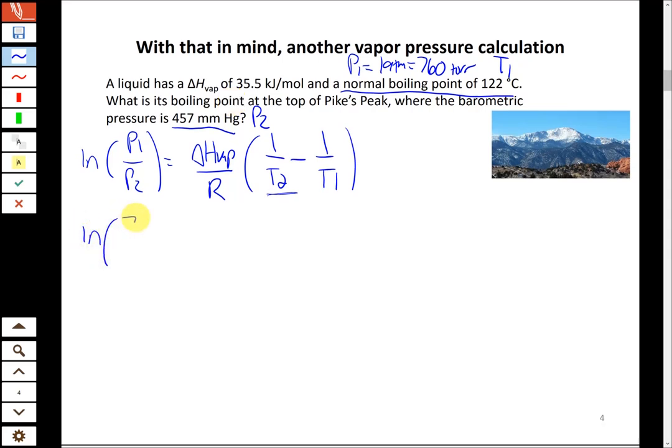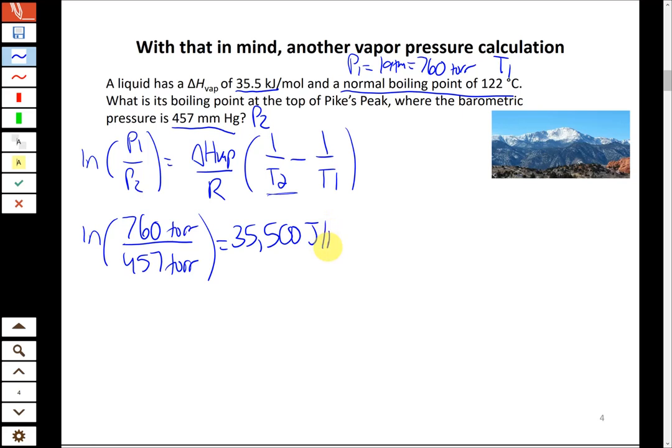So the natural log of P1, which is normal atmospheric pressure, 760, over the pressure we're trying to reach, 457 torr or millimeters of mercury, is going to equal the enthalpy of vaporization over R. We have to put this value into joules because the value of R is in joules. That's on our periodic table, but we have to convert this to joules. So it's going to be 35,500 joules per mole, divided by the other value of R, which is again on your periodic table, so you don't have to memorize it, 8.314 joules per mole Kelvin.